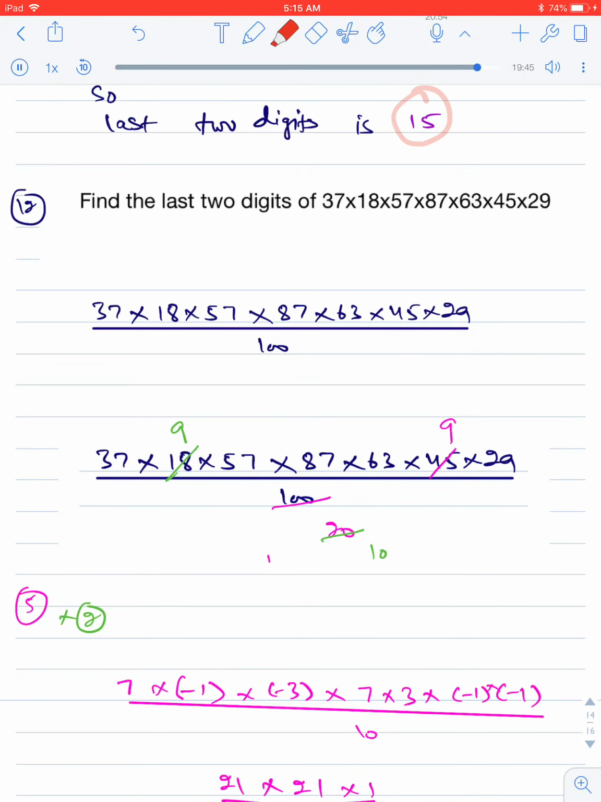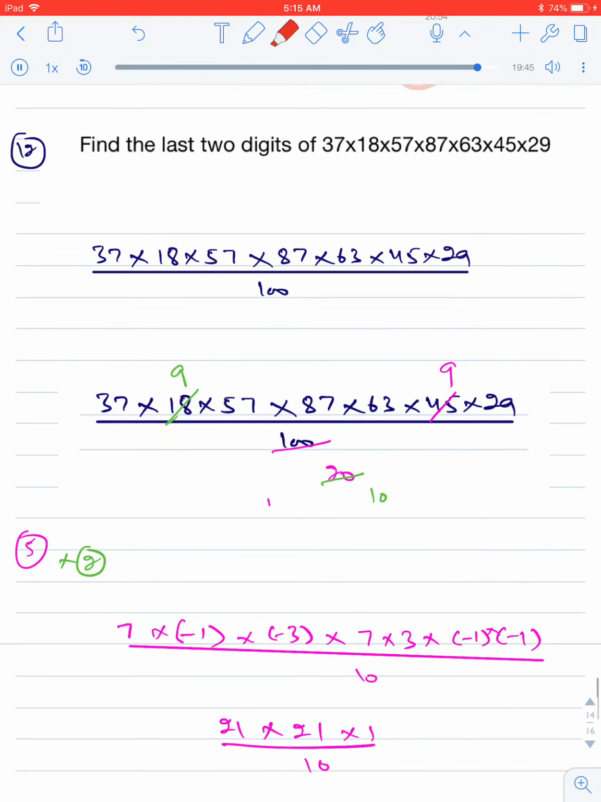So the next and last question is, find the last two digits of 37 into 18 into 57 into 87 into 63 into 45 into 29. We have to find the last two digits. Again we divide it by 100. Now here what we see is 18 as well as 45 has a common factor with 100. So we divide first by 5, 5 9's are 45, 5 20's are 100, so 20. So again we can divide by 2, 2 9's are 18 and 2 10's are 20. So net now in the denominator we get 10.